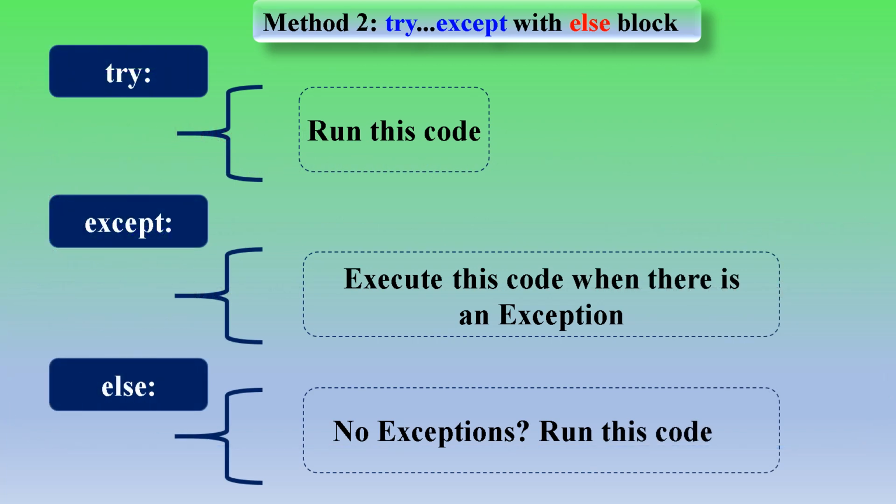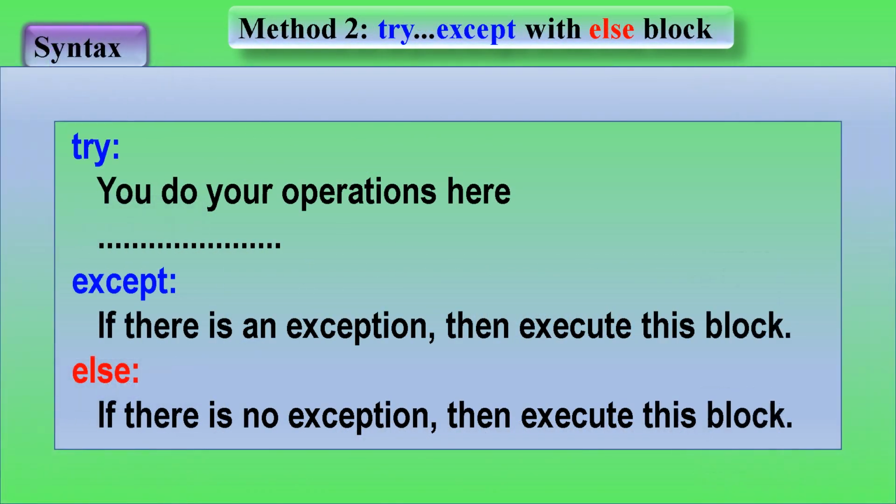Here, you can see the format. The try block runs specified code, the except block executes if an exception occurs, and the else block runs if no exception is encountered. The syntax of try except with else block is: try: you do your operations here, except: if there is an exception, then execute this block. Else: if there is no exception, then execute this block. The code in the else block is executed only if there is no exception.